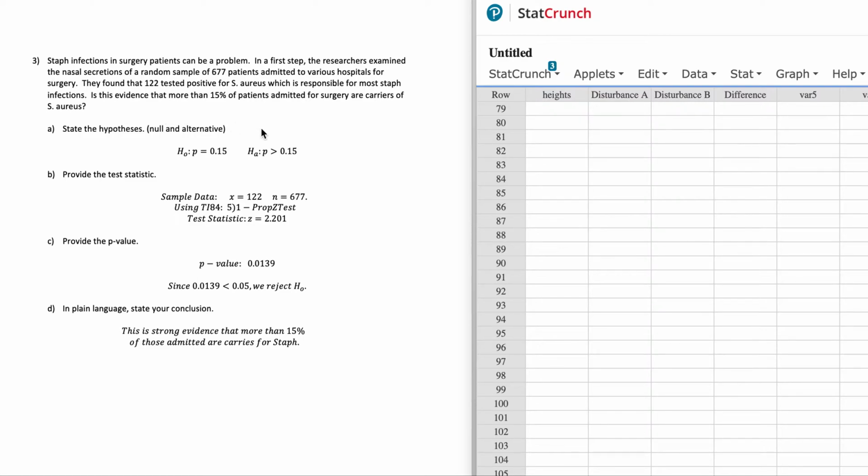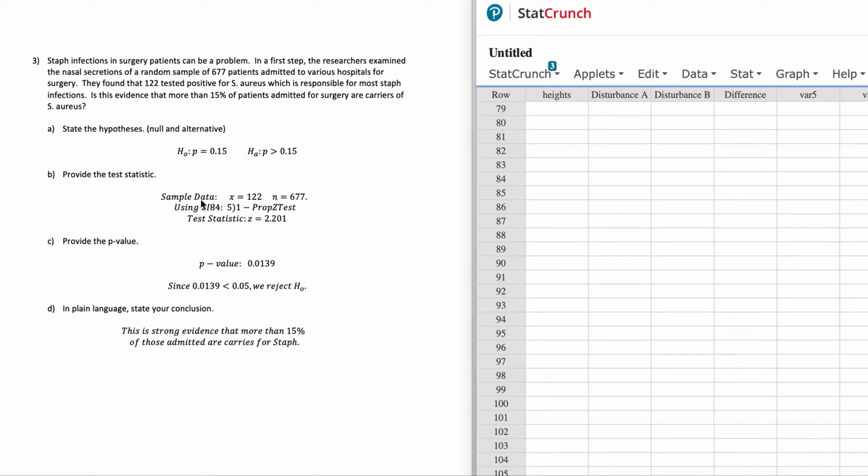Well, in order to conduct this test, we're looking to see if there is evidence that more than 15% of patients admitted for surgery are carriers. So if P is the proportion of patients that are actually carriers, we're going to try to argue that P is greater than 0.15, greater than 15%. So the null hypothesis would be that P is actually just equal to 0.15. So we're going to run our test.